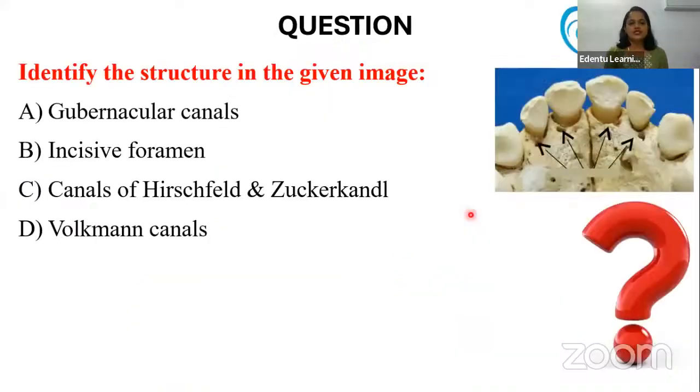Now coming to the next question, identify the structure in the given image. Behind every permanent tooth, these small canal-like structures, what are they?